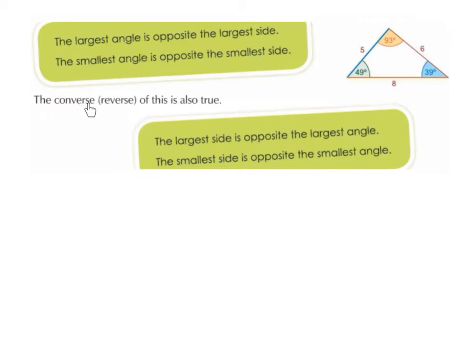The converse, which means reverse, of this is always also true. The largest side is opposite the largest angle, so largest side being 8, opposite the largest angle, which is 93 degrees, and the smallest side is opposite the smallest angle. The smallest side being 5, opposite the smallest angle being 39 degrees. And then the middle angle will be opposite the middle side. So 49 being the middle angle, opposite 6, the middle side.